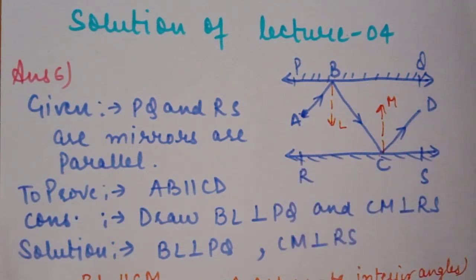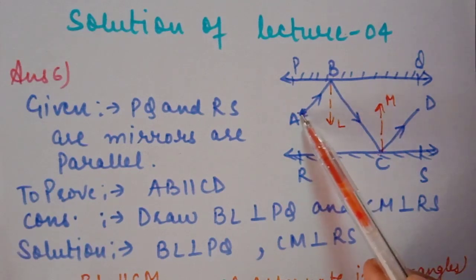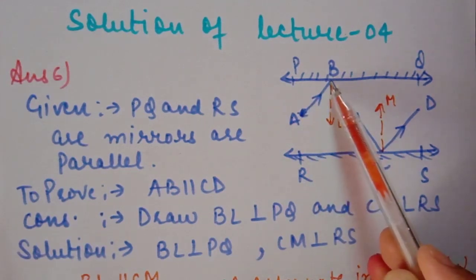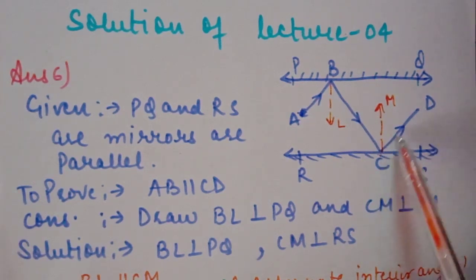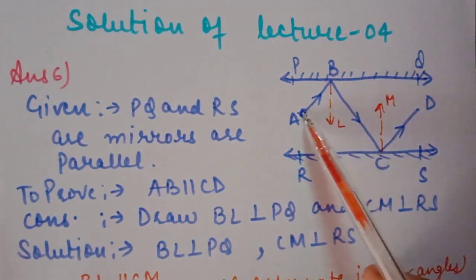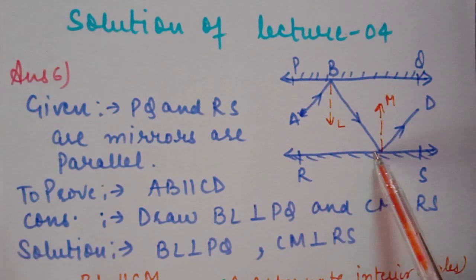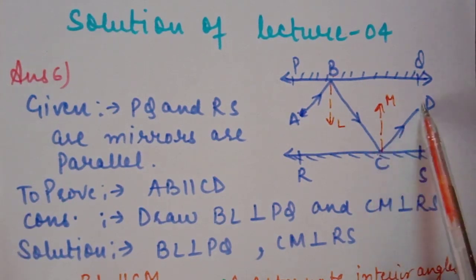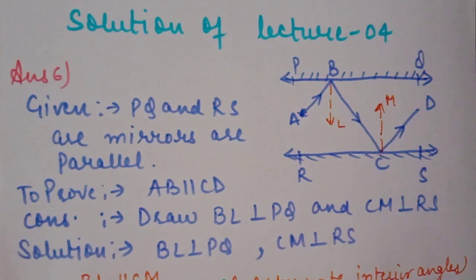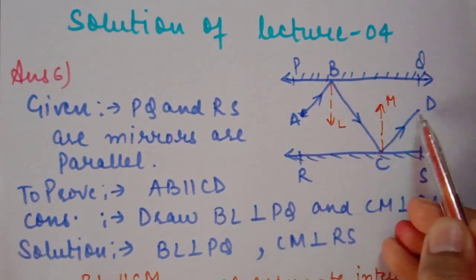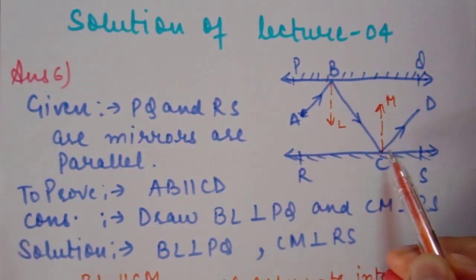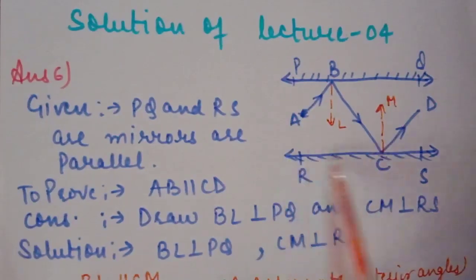In this question, it is very clear that an incident ray AB strikes this mirror and is then reflected back to the other mirror and strikes at point C on the second mirror, and then again reflected as CD. So this is your incident ray, it reflects and then strikes here and then again reflects. So students, we have to prove that AB and CD are parallel to each other.